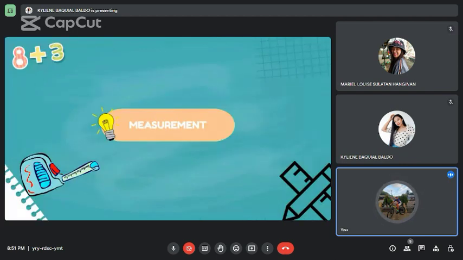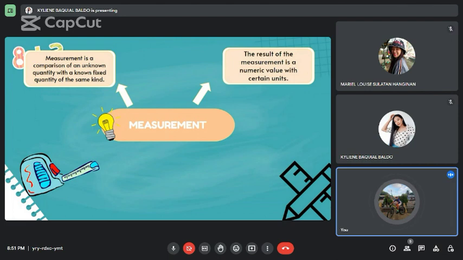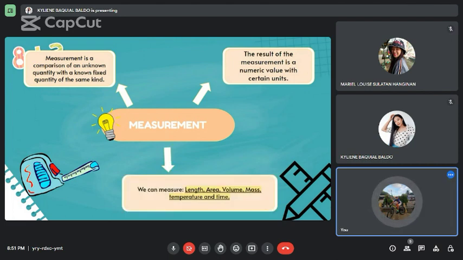So first is measurement. Measurement is a comparison of an unknown quantity with a known fixed quantity of the same kind. The result of a measurement is a numeric value with certain units. We can measure length, area, volume, mass, temperature, and time.